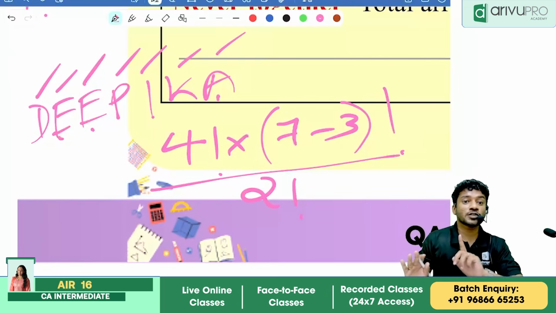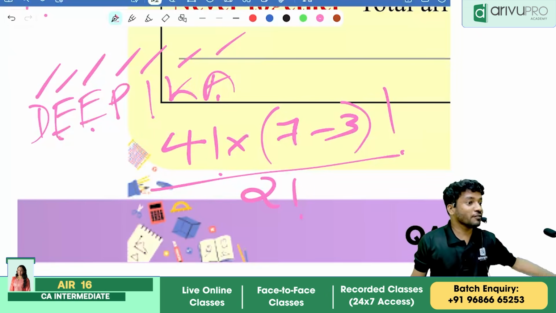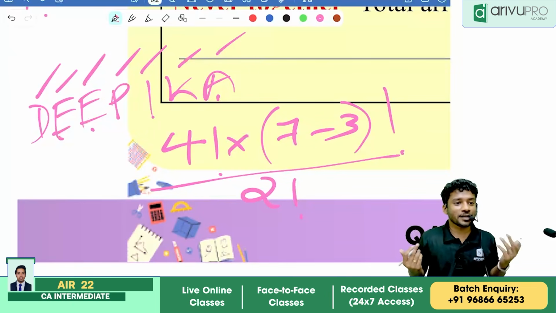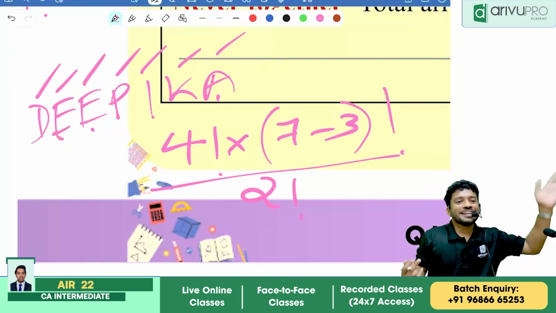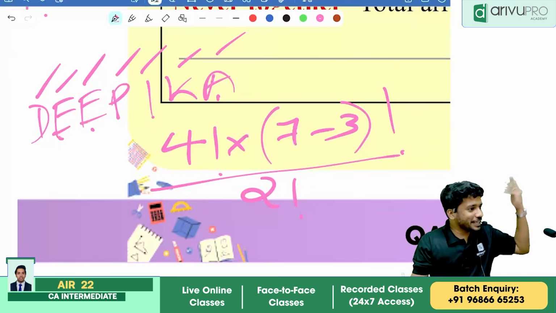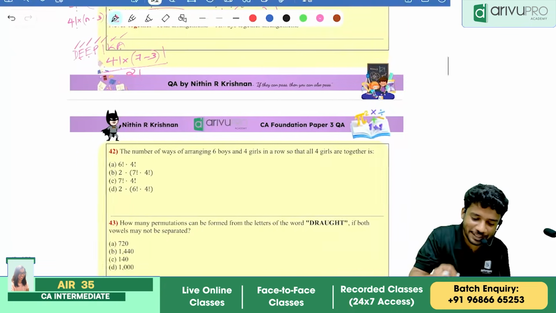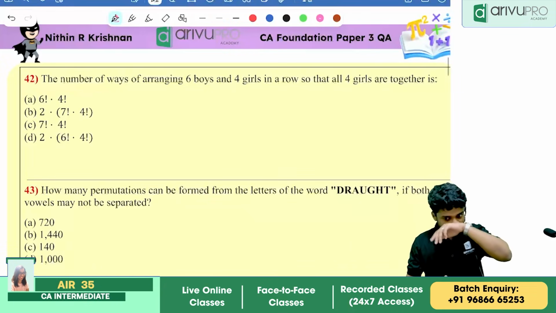Yes. There was a question like Mississippi that came for the examination. All the vowels are together. This is the approach. But S is repeated how many times? 4 times. P is repeated how many times? 2 times. I is repeated how many times? 4 times. Likewise, it was there. Okay. Understood the logic?